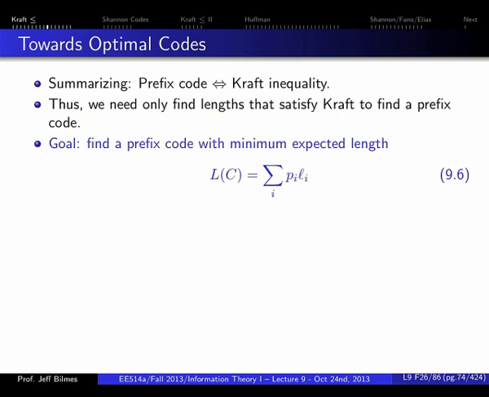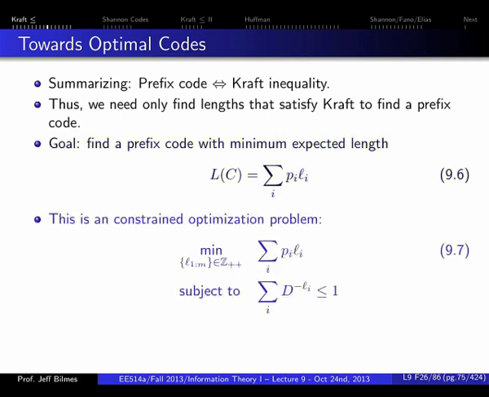So our goal is to find a prefix code with minimum expected length. So there's the expected length, right? And remember, Kraft and prefix code go hand in hand. We can just work with Kraft and forget about prefix codes, since once we've satisfied Kraft, we can easily construct a prefix code. So what about this? It's a constrained optimization problem, an integer programming problem. We minimize the expected length over the set of integer lengths. These are the Z plus plus, the positive integers.